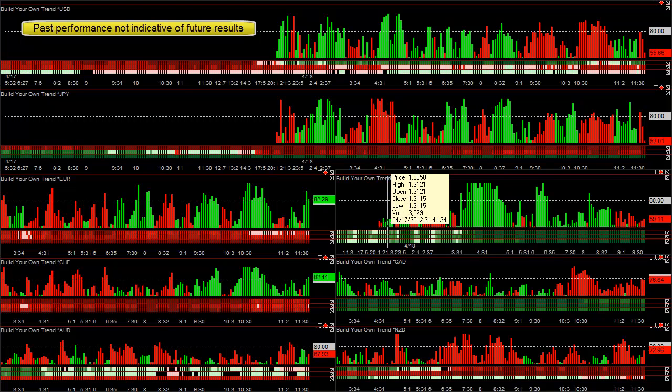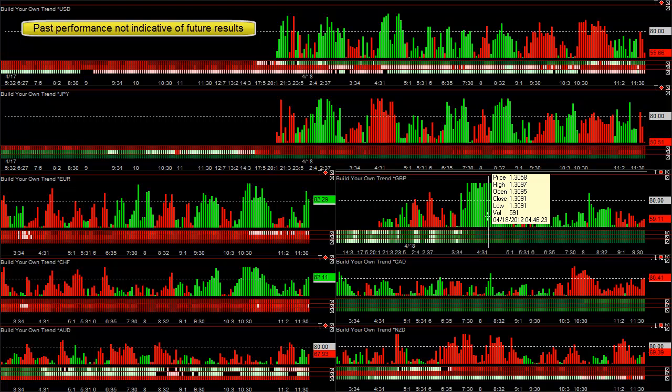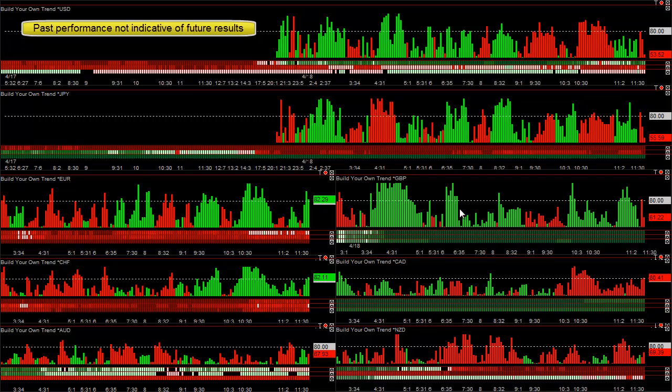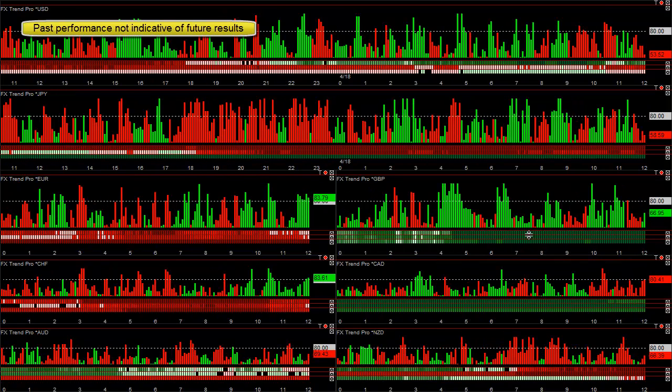21, 27, 41, that was a 13-minute bar. Some of these bars right here are less than one, not even 1 minute long. So when the market's really exploding, you have a lot more bars, and it gives you a much more intuitive feel than our older FX Trend Pro currency meter.